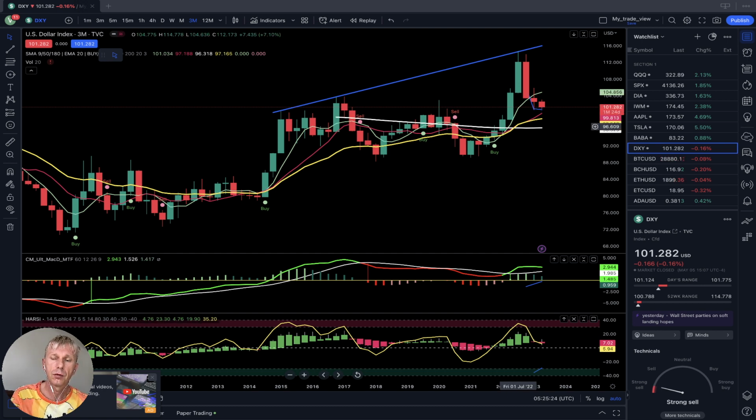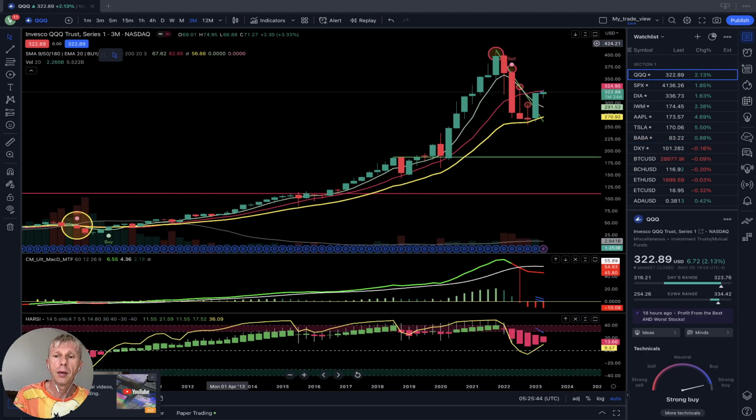MA20 above 10, 200, it is bullish. MACD green bullish. Heikin Ashi red bearish. Mixed mode, but still the position is positive. Position is still positive for US dollar. That's all. Let's do summary.